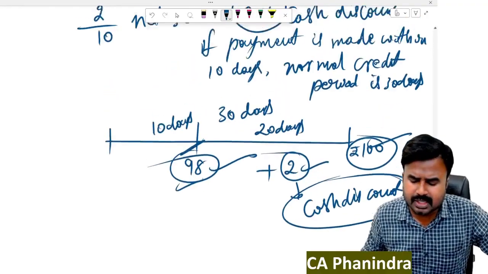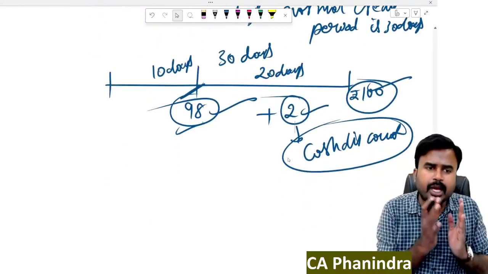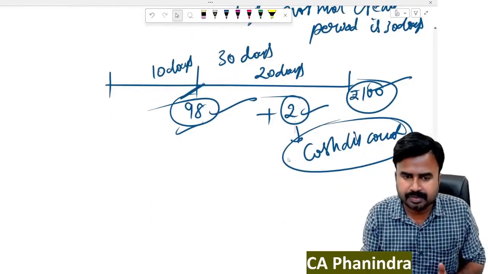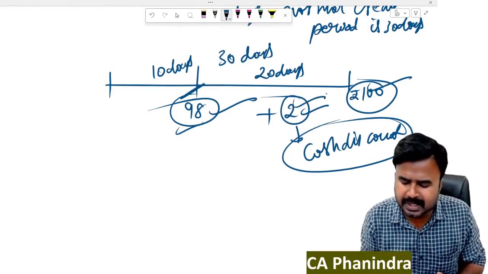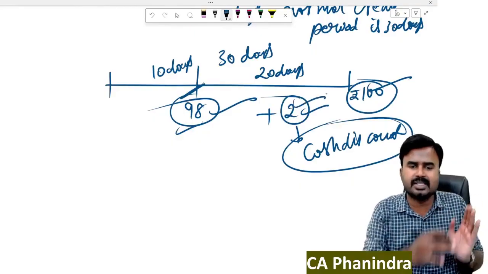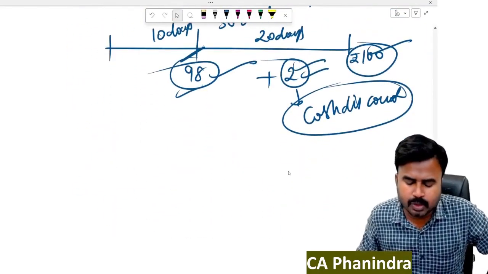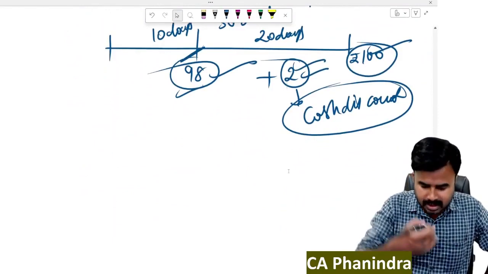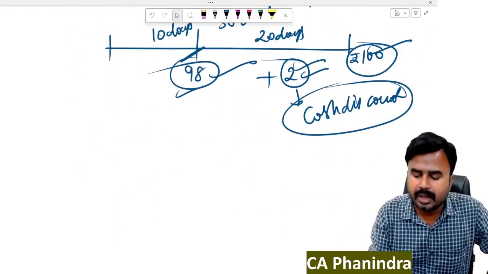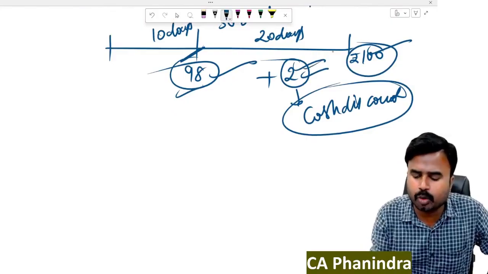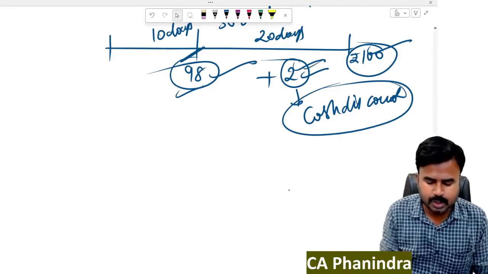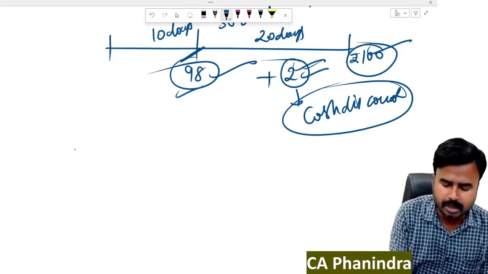So dear students, what is happening here? Either you can pay 98 or you can pay 100 rupees. So you have to calculate this 2 rupees cash discount cost into percentage terms. That's the cost of trade credit. Why? Because instead of paying 98, the customer is paying 100 rupees. So for this credit term only, he is paying 2 rupees cost. That's what you have to convert this cash discount into a percentage.